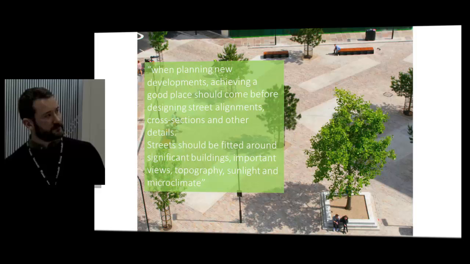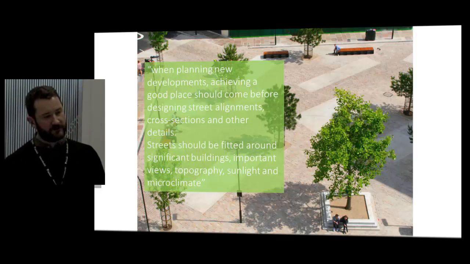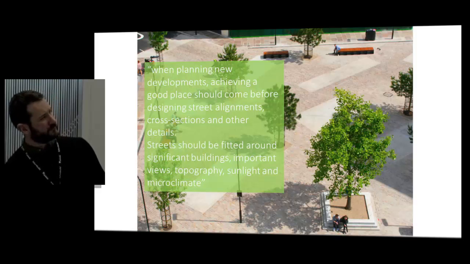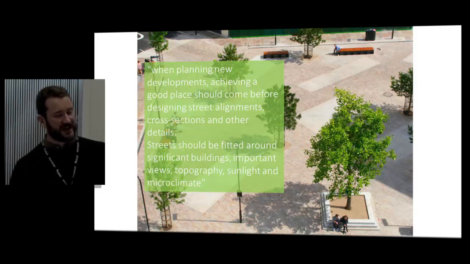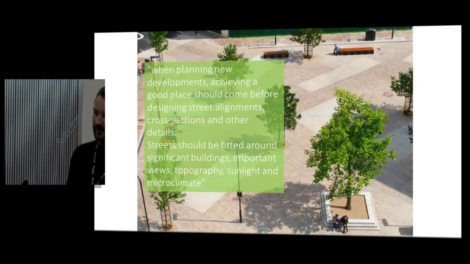Really important statement for me. There was actually already formed part of the streets design guidance, but was replicated in Manual for Streets. And when planning new developments, achieving a good place should come from designing streets. A good place should come from before designing street alignments, cross sections, and other details. Streets should be fitted around significant buildings, important views, topography, sunlight, and microclimate.